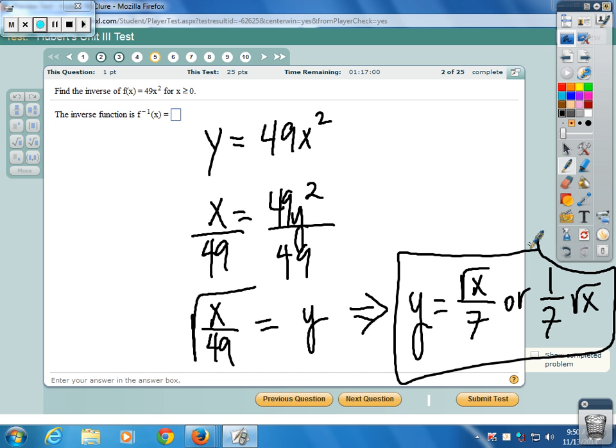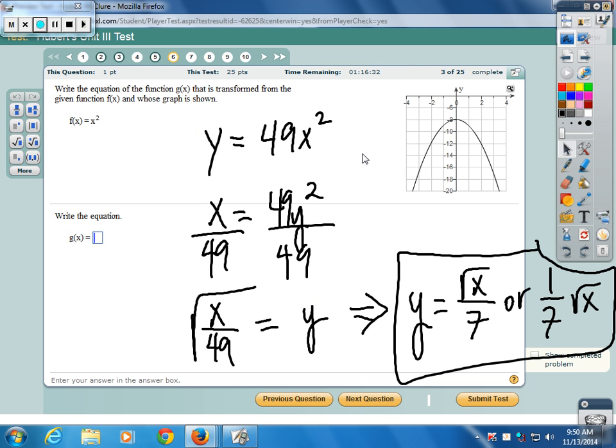Probably take both. I don't know. I'll type in one of them. I'll type in the one that probably don't get typed in very much. I'll type in this one. 1/7 and then square root of x. And let's graph it.